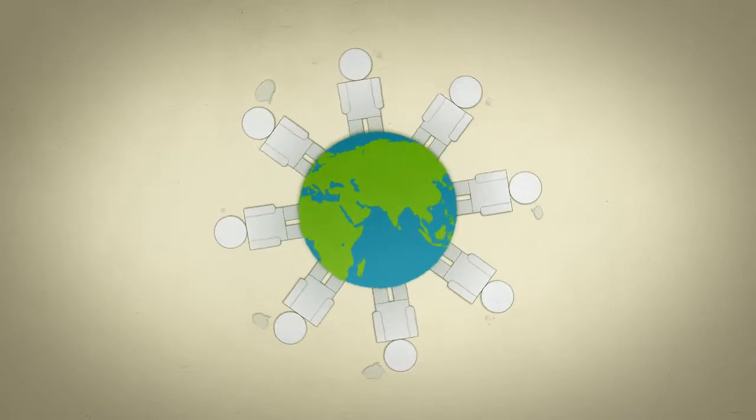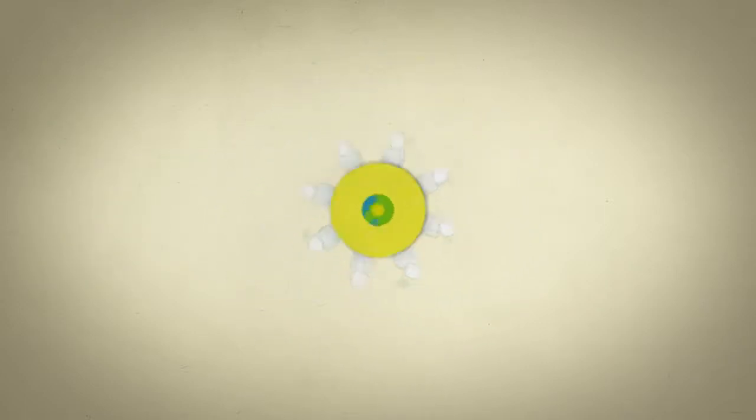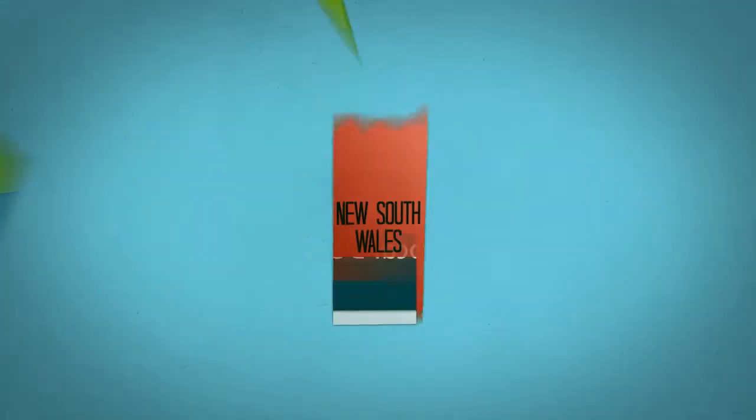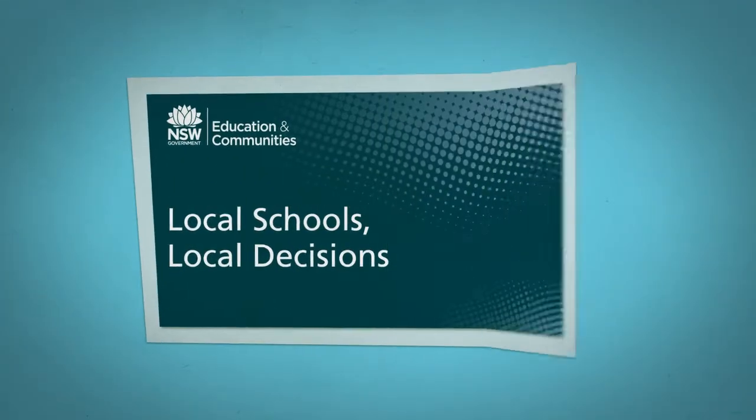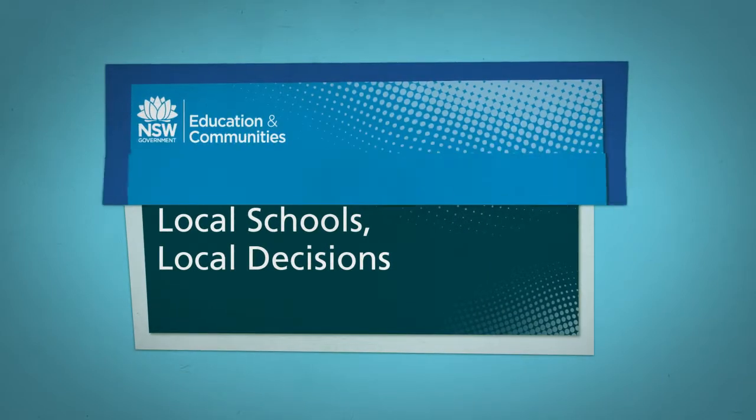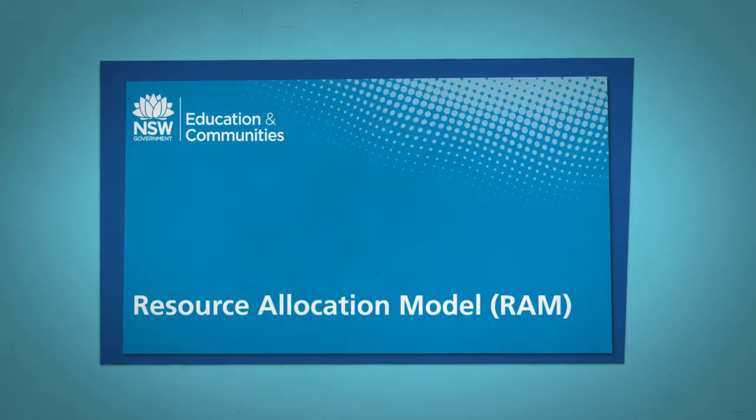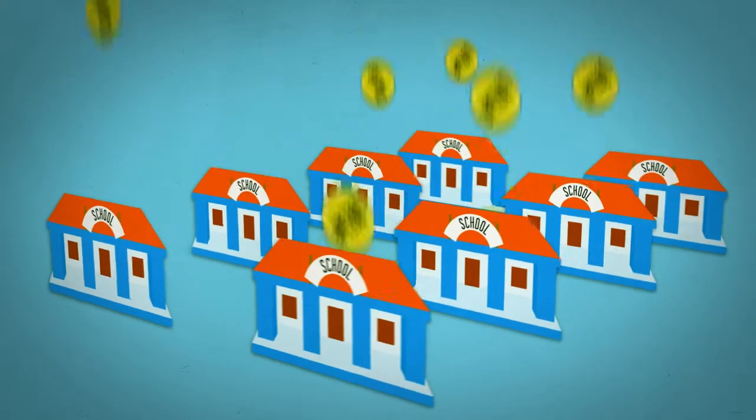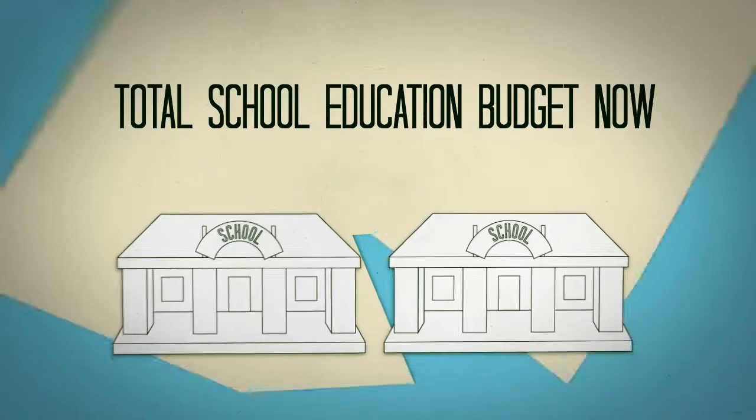All over the world, educators are discussing how to get the largest benefits from the money they spend in schools. In March 2012, the New South Wales Government announced its plans to give our schools more authority to make local decisions. As part of this reform, we are introducing a new Resource Allocation Model, or RAM. It's a fairer and better way of allocating the money that goes to schools.